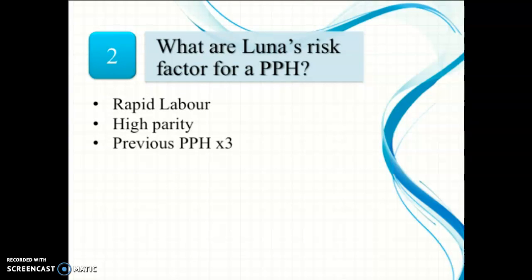Luna's risk factors for a PPH are rapid labor and high parity, as well as a previous PPH times 3. This is a risk factor mainly because I don't know what her previous hemorrhages looked like or why she's had them, and she's had 3 of them, so it would get my spidey senses going.